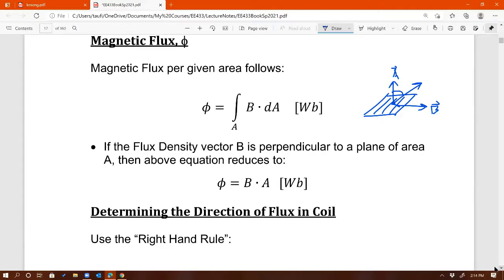Any questions so far? Now we just reviewed 3 different magnetic properties: field intensity, flux density, and then flux itself. The unit for flux is Weber. That's the SI unit for flux.